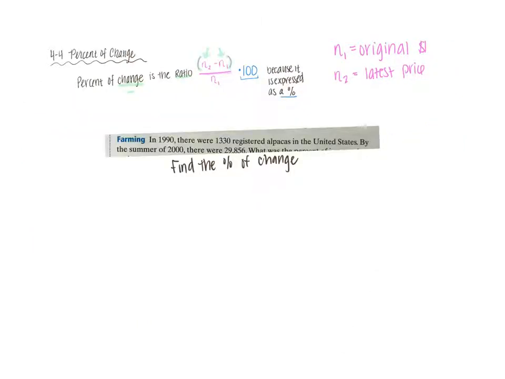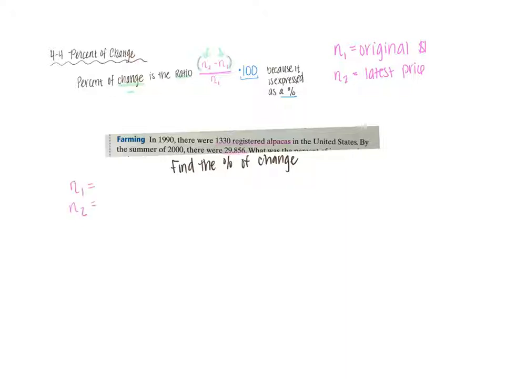All right, let's look at this one. In 1990, there were 1,330 registered alpacas in the United States. By the summer of 2000, there were 29,856 registered alpacas. For those of you who don't know, an alpaca is kind of like a llama. All right, I want to know what the percentage of change is, and I want to know if it's an increase or a decrease, so it should either be positive or negative. I'd like you to do this one on your own. Pause me, and let's check your work when we're done.